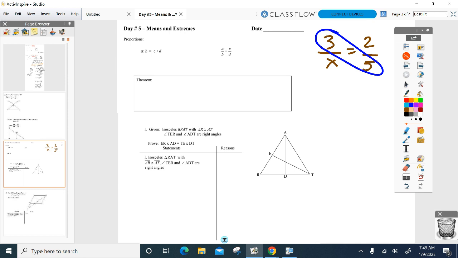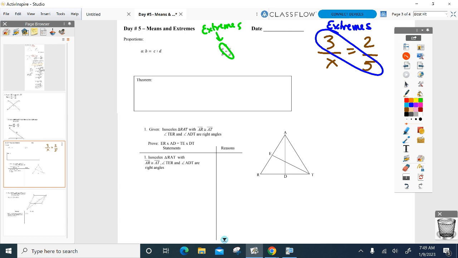Okay, when you multiply this way, going downhill, these are called your extremes. Those two numbers in a proportion are called your extremes. So if I go over here, A and D, those two values are called your extremes.